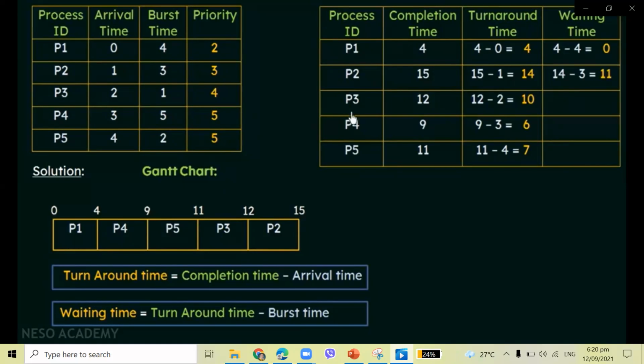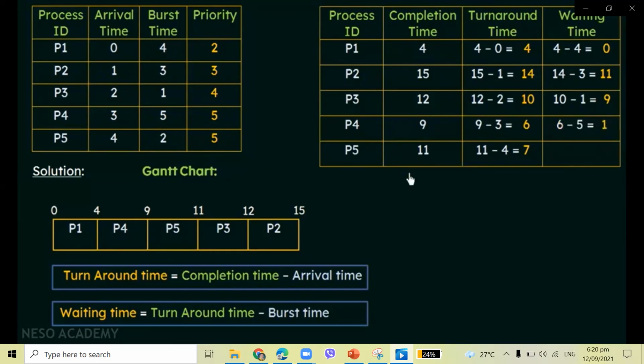And for P3, it will be turnaround time 10 minus the burst time, which is 1. That gives us 10 minus 1, that is 9 milliseconds. And for P4, the turnaround time is 6. And then the burst time of P4 is 5. So that will give us a waiting time of 6 minus 5, that is 1 millisecond.